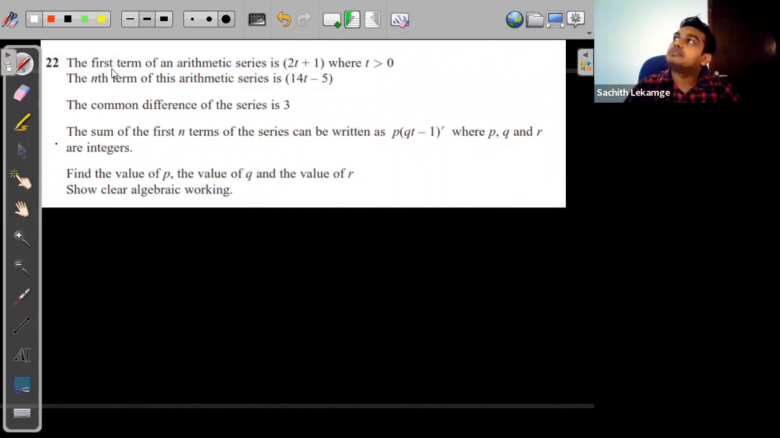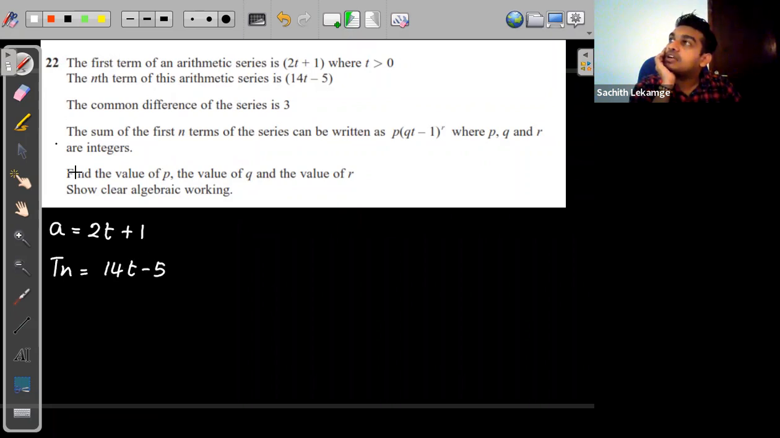We'll do this. When a question like this comes, try it well, it's not difficult. The first term of an arithmetic series is 4t plus 1, where t is bigger than 0. Okay, this is the first term, a. The nth term of this arithmetic series, tn, is 14t minus 5. The common difference, d, equals 3.